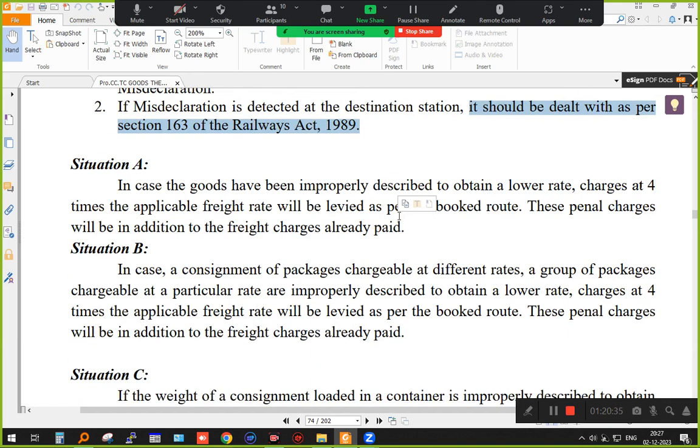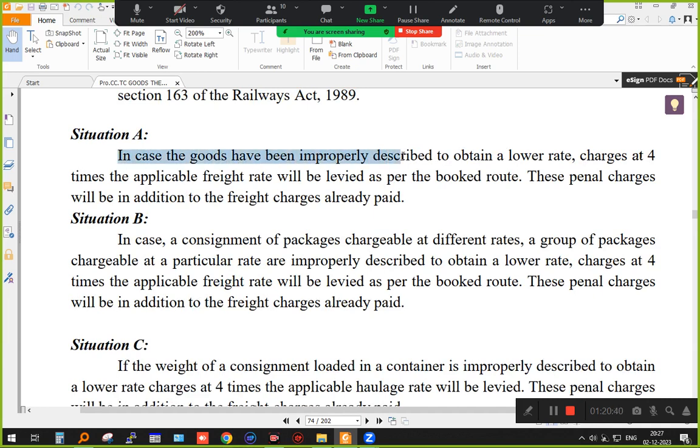So what are the situations? In case of goods having been improperly described to obtain lower rate, see there are various situations. The first thing is lower rate. Charges at 4 times the applicable freight will be levied at the booked route. These penal charges will be in addition to the freight charge already paid. That means if rice A is 10 rupees per quintal and rice B is 20 rupees per quintal, he has erroneously told it as rice A, we have booked it, at the destination we have found it to be rice B. He has already paid 10 rupees, is it not? That we will not take into consideration. We will collect the difference. We will collect the charges at the applicable rate at 4 times. That means 20 into 4, 80 rupees additionally we will collect. This is apart from the freight he has already paid.